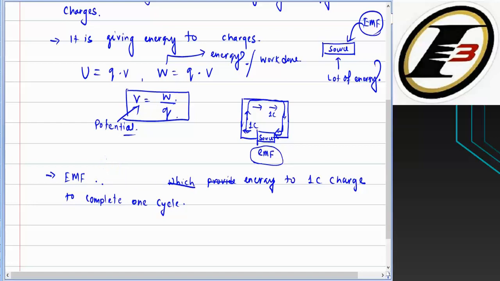EMF, we can write down here: EMF of a source is the amount of energy or work done to move 1 coulomb charge to complete one cycle. So for a source, what does EMF do? It provides energy.